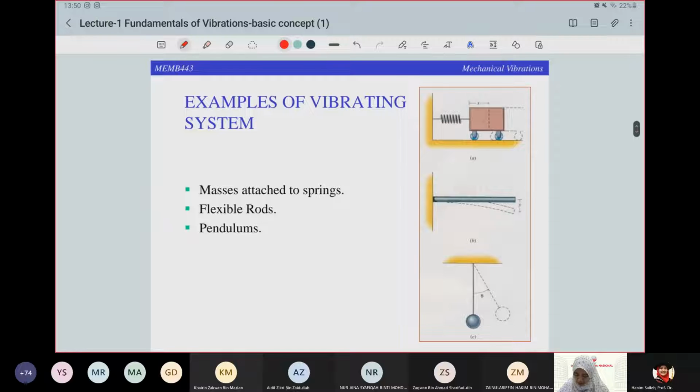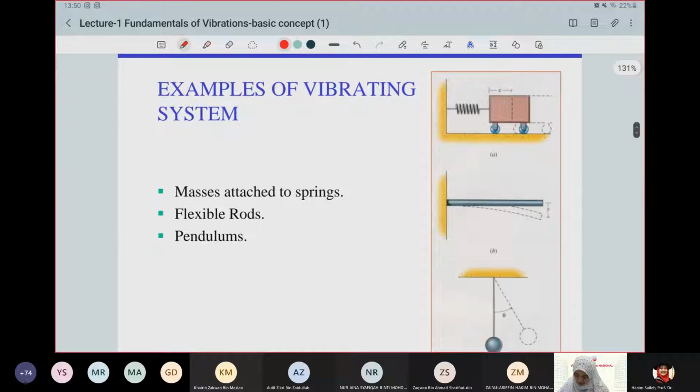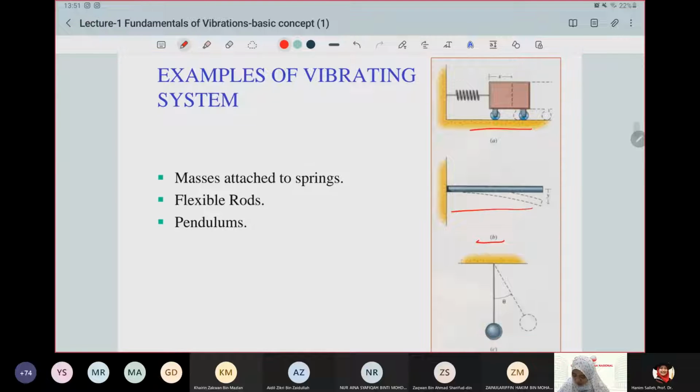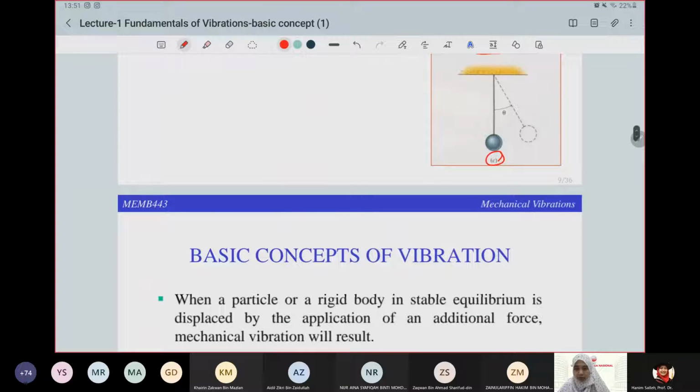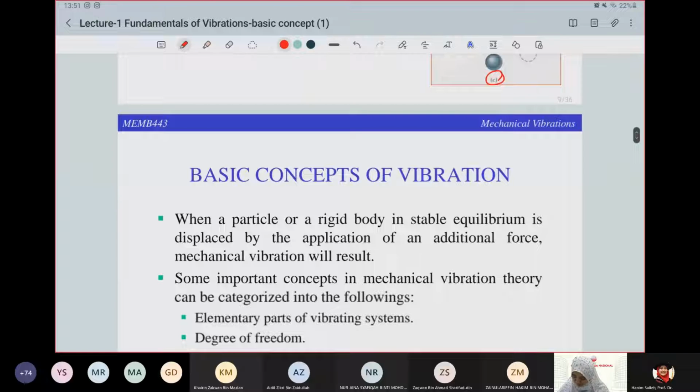All right, examples of vibrating systems. We have masses attached to a spring, as shown in A, and flexible rods. We also have the pendulum problem. You're going to take a look at all of these. How do you actually do the modeling?